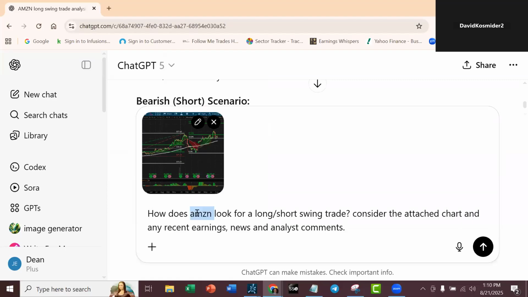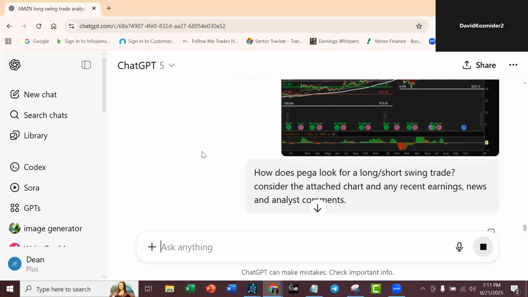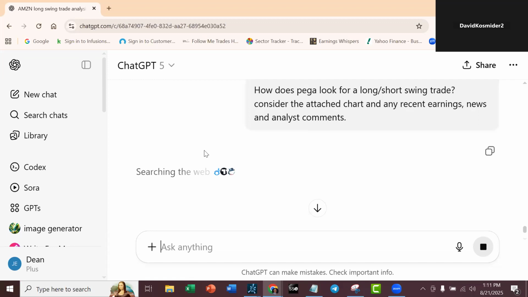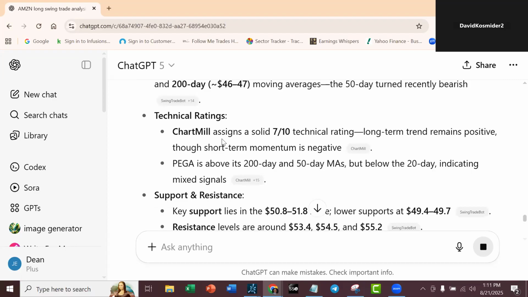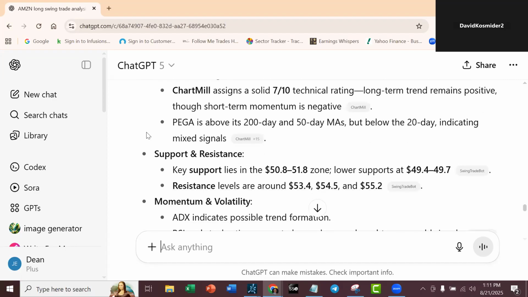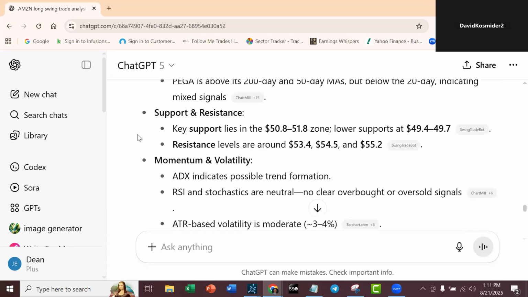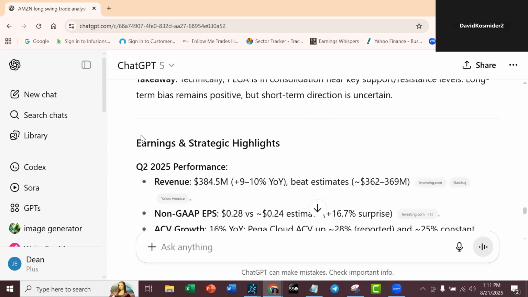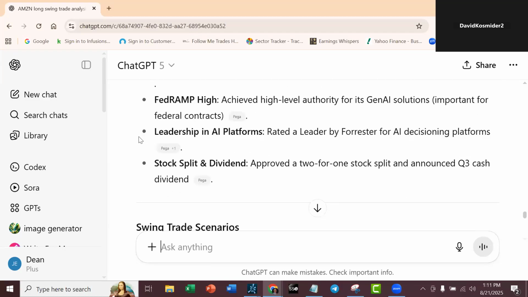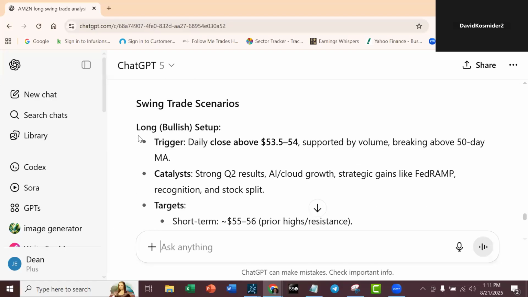Okay. And this was PEGA. Here it comes. Breakdown. Below the 50. Chartmill says it's got a 7 out of 10 technical rating. It's above the 200. Support at 50, resistance around 53. Swing trade scenarios. Daily close above 53.